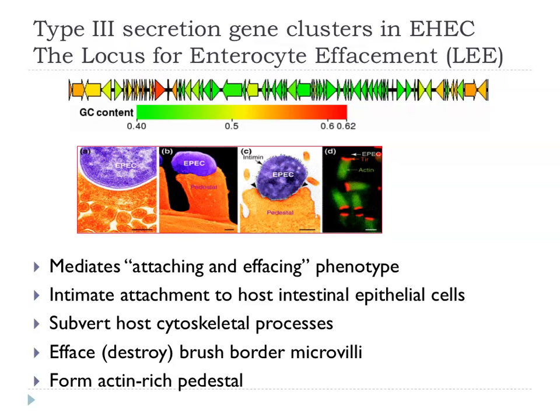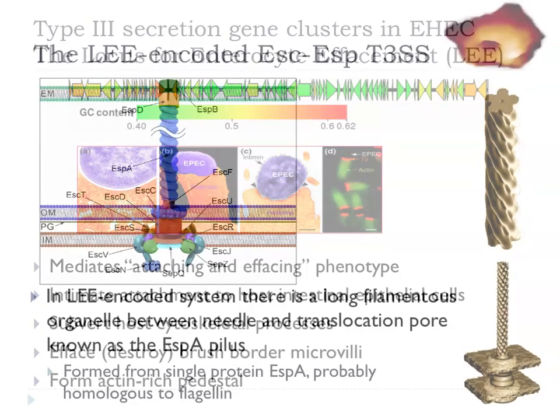The intimate attachment is the result of this protein called intimin, and as I'll explain in a moment, that is interacting with another protein called Tir. So we have attachment to the host epithelial cells, we have subversion of the cytoskeleton, we have this effacement, a bit of a fancy word for describing destruction of the brush border microvilli and this pedestal formation.